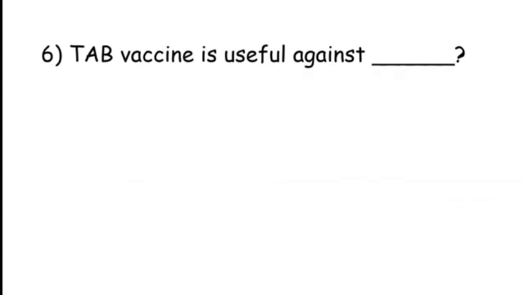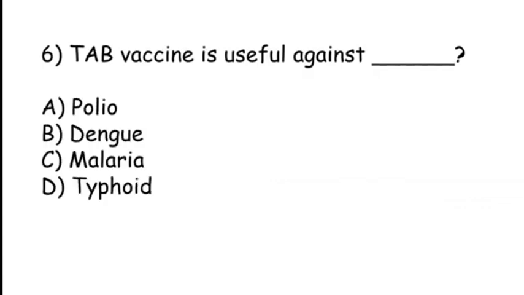TB vaccine is useful against polio, dengue, malaria, typhoid. The correct answer is option D, typhoid.